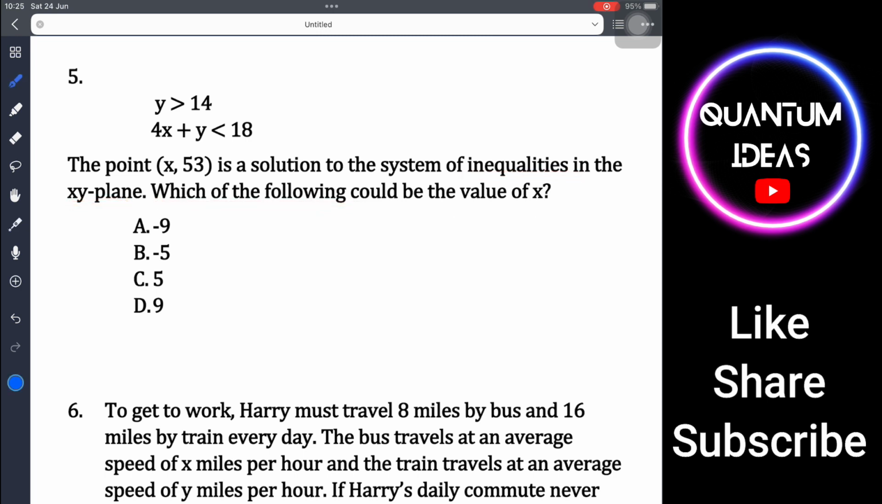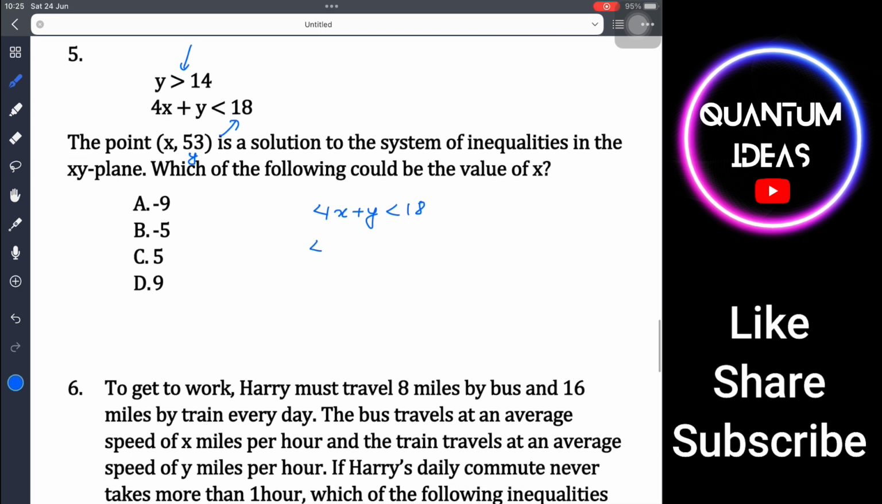We are given 2 coordinates. This is x and this is y, right? So check here. y is greater than 14: 53 is greater than 14, that is true. Now let's check the other one. Plug and check. We have 4x plus y is less than 18. Let's plug in y here. So 4x plus 53 is less than 18.